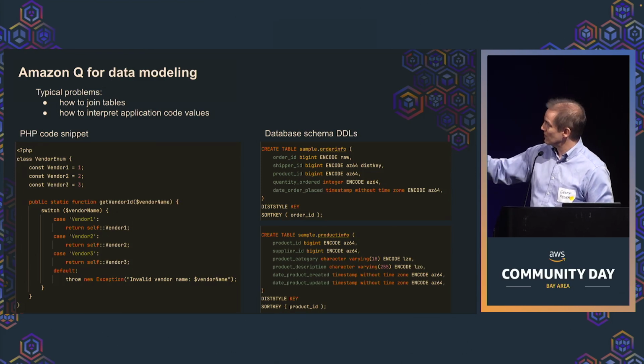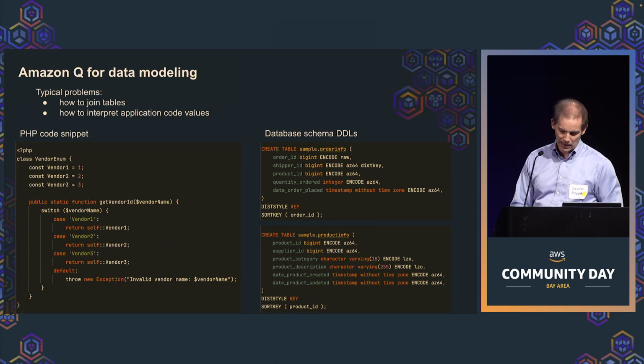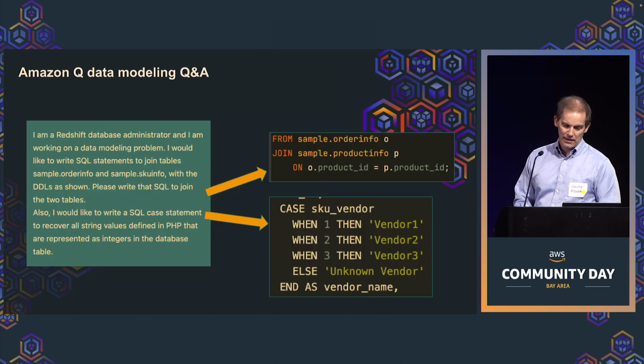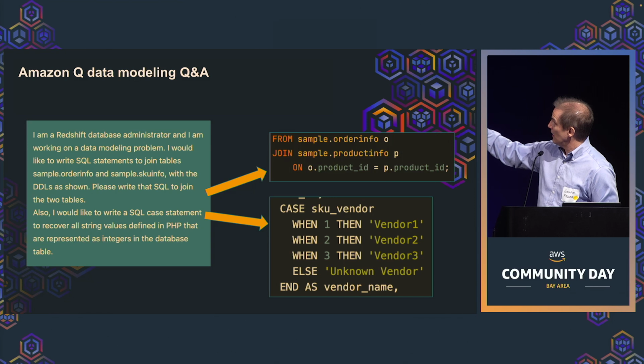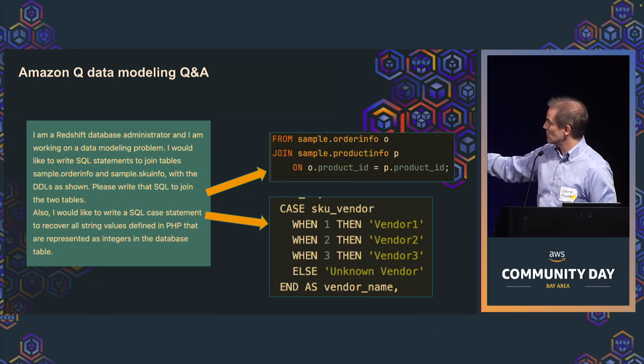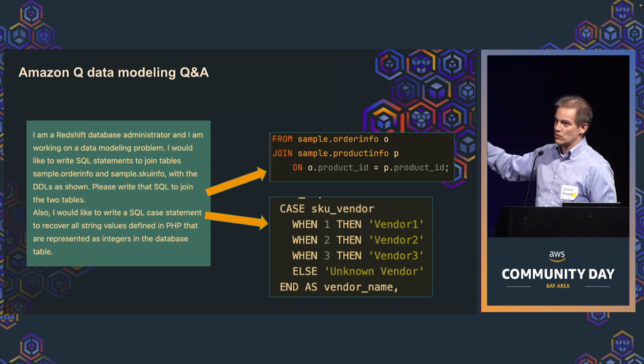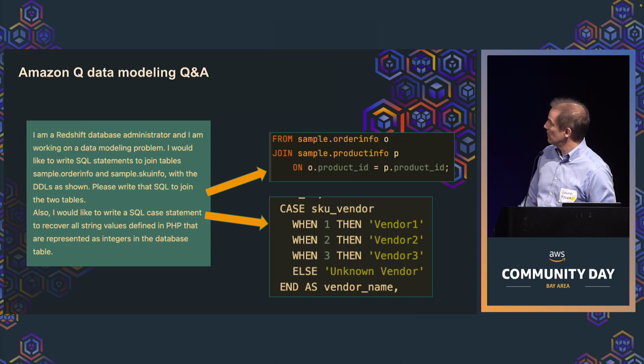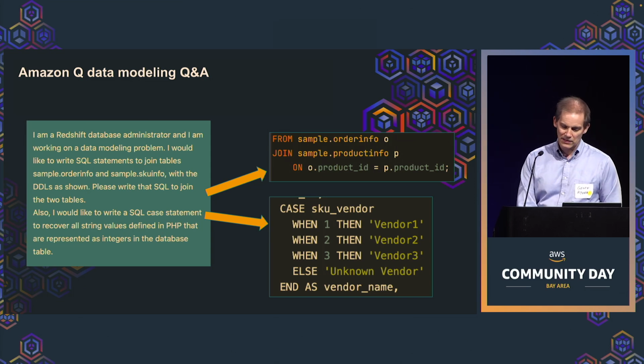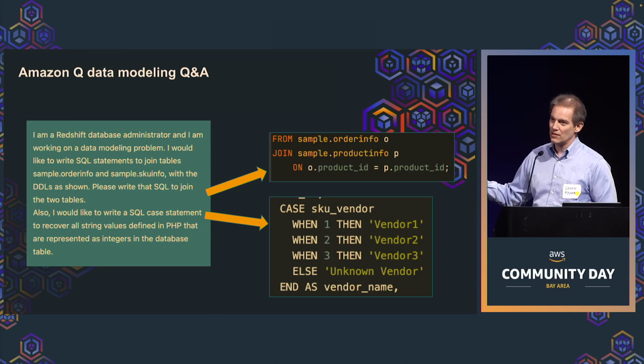Well, Amazon Q can take all of this, the DDLs and the application code, and if we give it the right prompts, it's going to give us the join conditions. It's going to write the case statements in SQL. So now this can be delivered to a BI tool, to a data science app. So that was a spectacular thing that saved us time. And we might have never gotten this information in any other way.